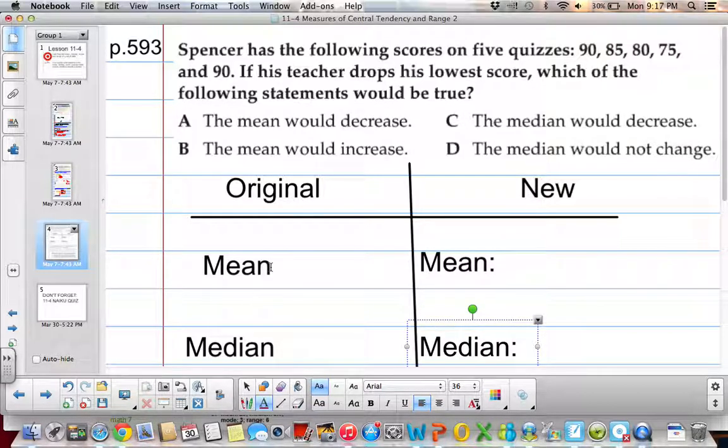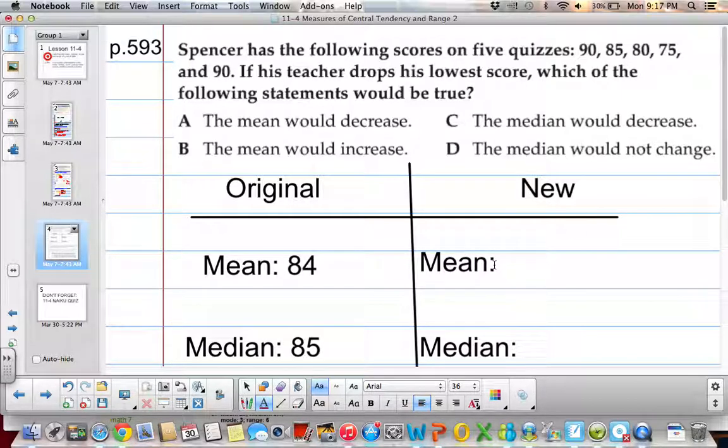So if you haven't figured out the mean for this data, we would take 90 plus 85 plus 80 plus 75 plus 90, divide it by 5, and we get 84 for our mean. We would line up the numbers from least to greatest, so 75, 80, 85, 90, 90. So our median then would be, it would fall between, no, sorry, it wouldn't. It would be 85 because 85 is right in the middle.